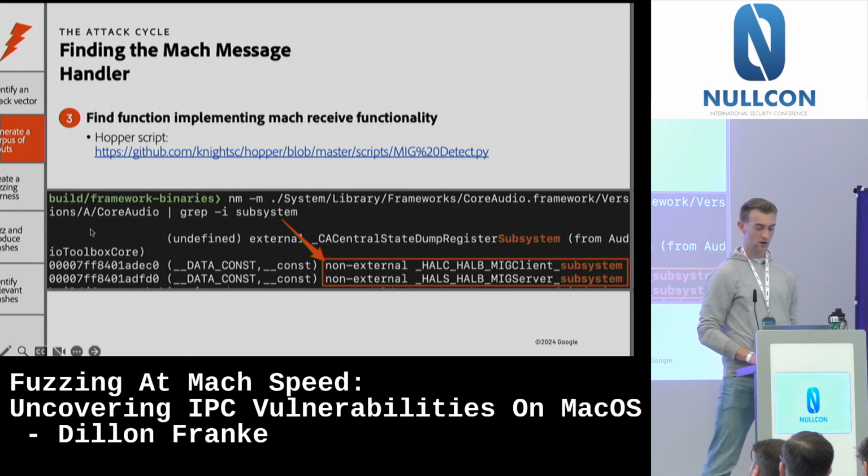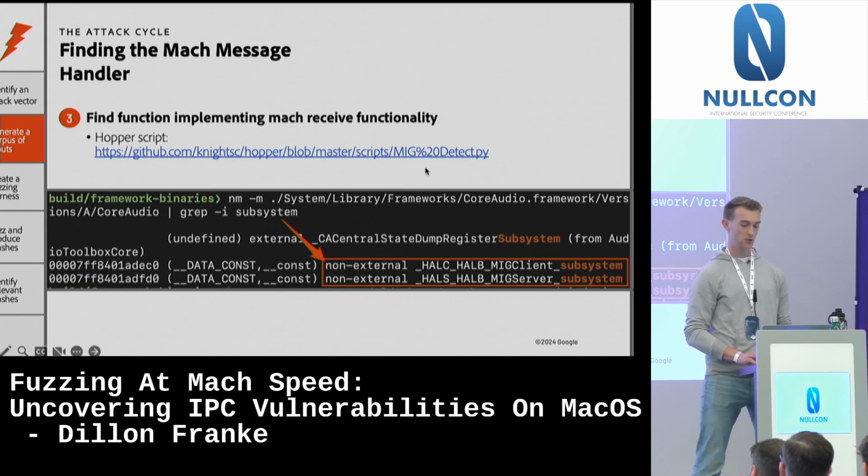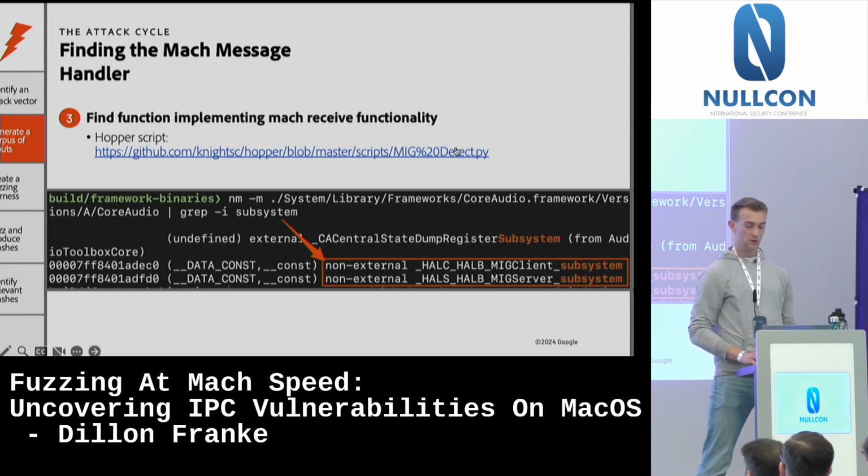So we're looking at the Core Audio framework here. I'm just grepping for subsystem, and you can see a client subsystem and a server subsystem popping up there. There's also a great Hopper script here that I linked to that I modified a little bit for use with IDA Pro, but that's also great at identifying these MIG subsystems.